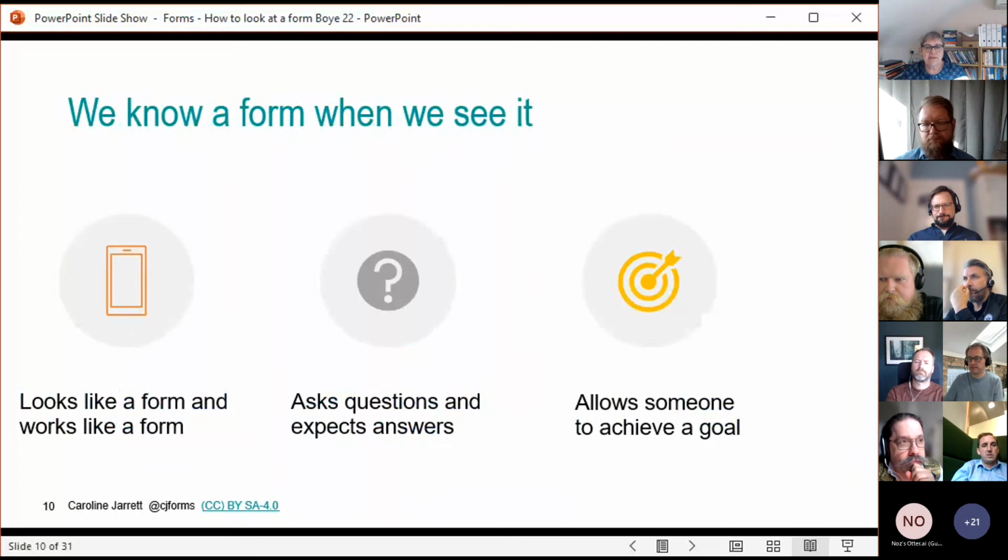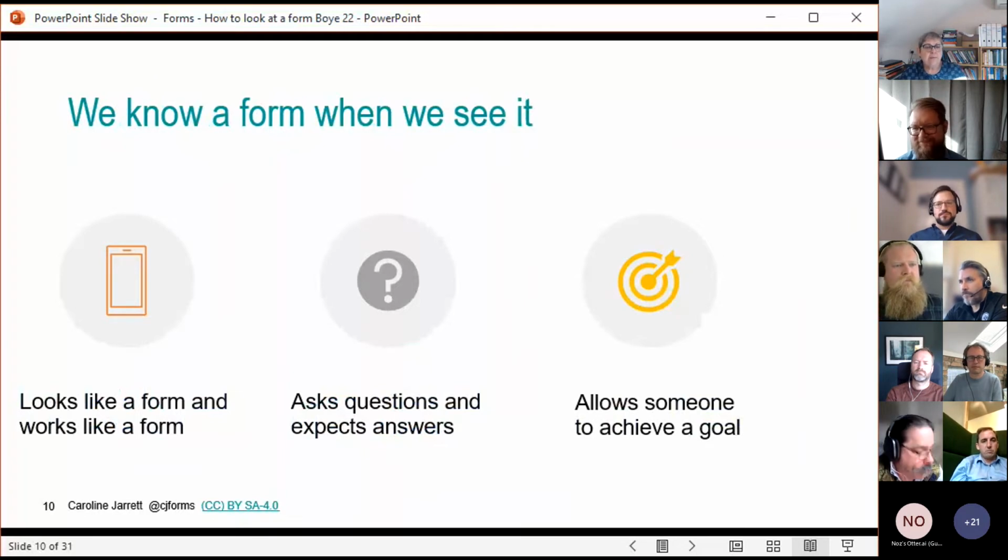I'm going to just think about that whole thing about we know a form when we see it. So I think we all agreed that the one I ended up on was a form, whether or not it was the form was perhaps the question. And so we know that it's a form because it looks like a form and works like a form. But it's also a form because it's asking some questions and expecting some answers. There's some kind of dialogue going on. And that sort of dialogue about the form starts when people reach the instructions of the form. And then finally, it's there because it's allowing someone to achieve a goal.